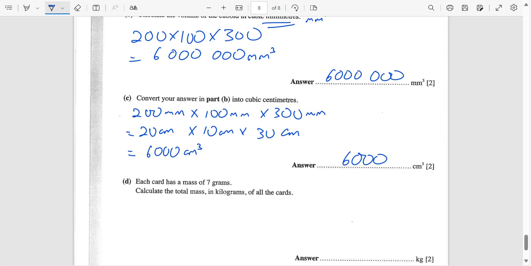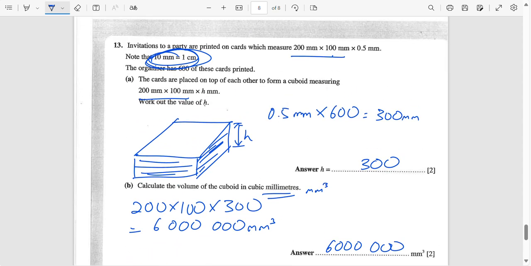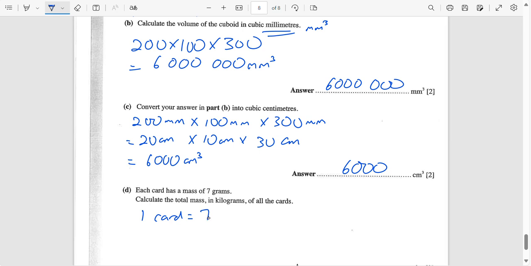Okay, each card has a mass of 7 gram. Calculate the total mass in kilogram of all the cards. So one card is equal to 7 grams. There are 600 cards, right? So you take 600 times 7, that will give you 4,200 gram. 4,200 gram, you divide by 1,000 to give you kg. So it's 4.2 kg.